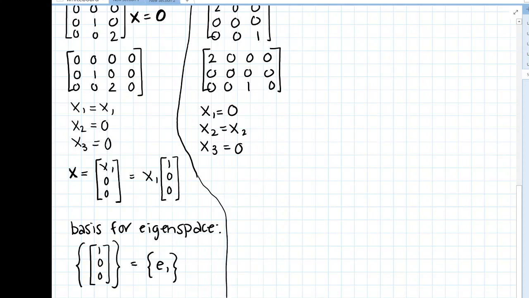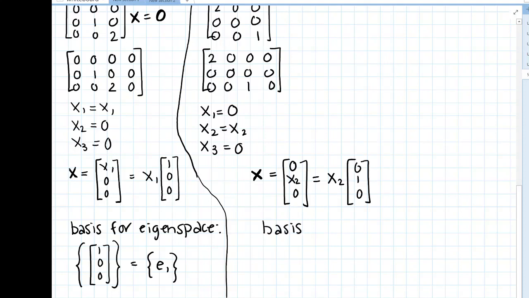So in this case, we're going to get x is equal to 0, x2, 0, which is the same thing as x2 times 0, 1, 0. And then that means that our basis is going to be 0, 1, 0, or we could describe it as being E2.